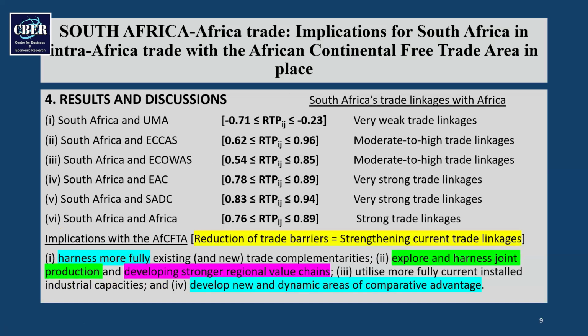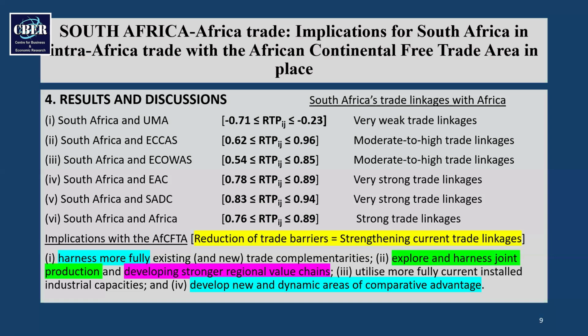Then the results with regard to linkages between South Africa and various regional groups in Africa. I selected only 5 regional groups. The results show that South Africa has very weak trade linkages with the Arab Maghreb region, as indicated by the index, which is negative. With ECCAS, it has moderate to high trade linkages, and with ECOWAS, the East African Community, and SADC, South Africa has strong linkages. So that's the current state of the trade linkages between South Africa and these regional groups.